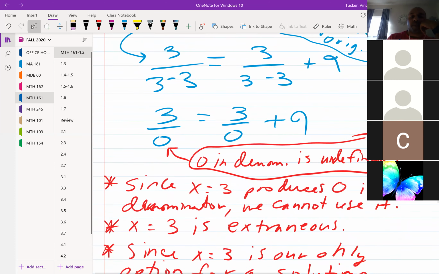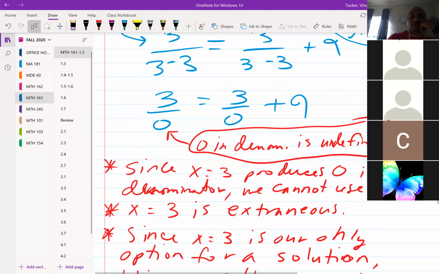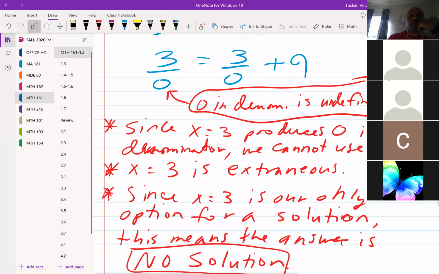So here go our conclusions. Since x equals 3 produces 0 in the denominator, we cannot use it. That means x equal to 3 is extraneous. That's what we call an extraneous solution. And since x equal to 3 is our only option for a solution, this means that the answer is no solution.